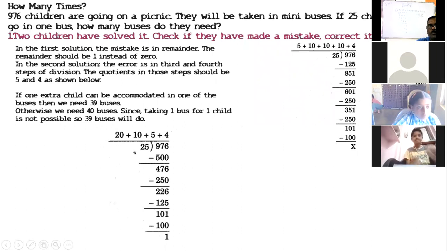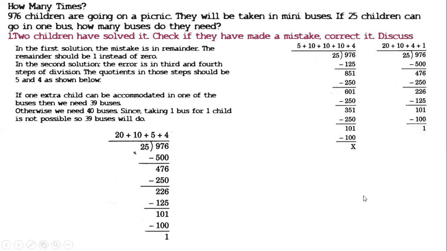Now, second question. 976 students are going for a picnic. They will be taken in minibuses, 25 students in one bus. How many buses are needed?